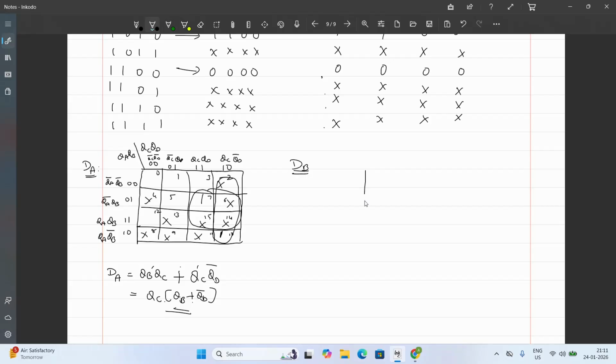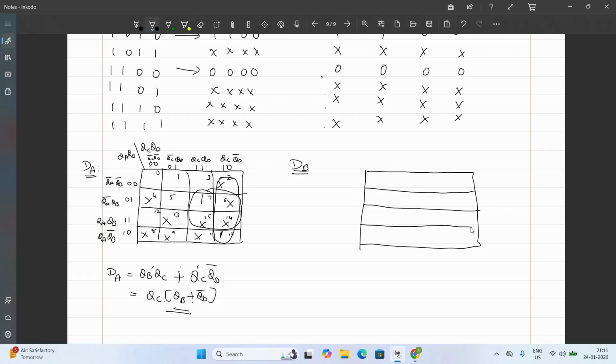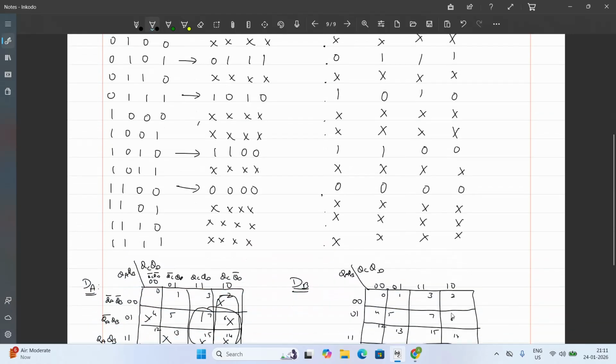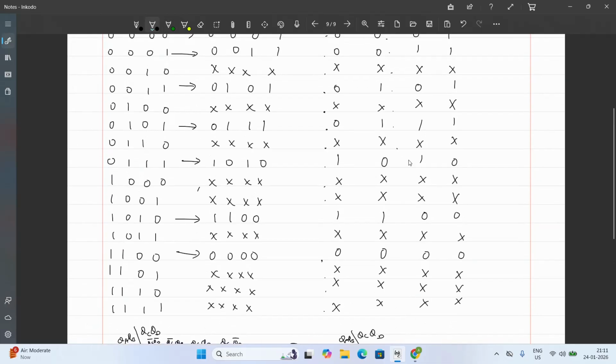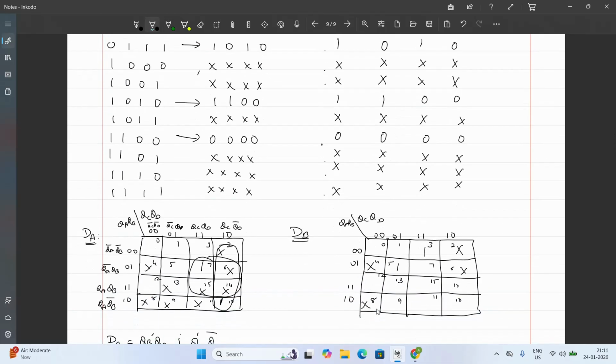Similarly, you have to do it for DB, a 4 variable K-map. You can pause the video and try to simplify it on your own, and then you can verify your answers here. 2 and 3, 4 and 5, 6, 7, 8, 9, 10, 11, 13, 14, 15.